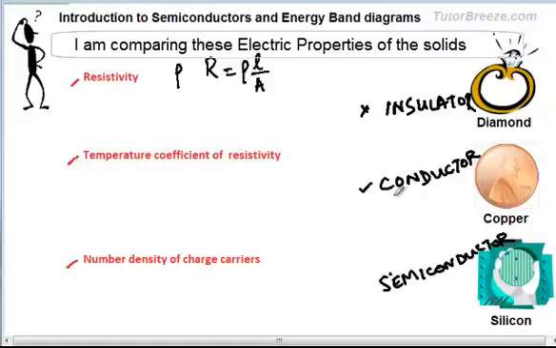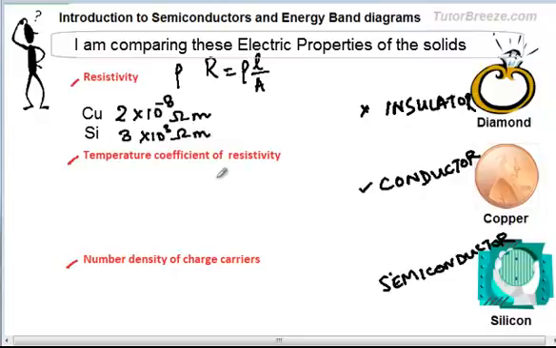For instance, if you would look at copper, copper has a resistivity of about 2 into 10 to the power minus 8 ohm meter, and the value for silicon would be 3 into 10 to the power 3 ohm meter. And if you look at the resistivity for diamond, diamond is almost 10 to the power 24 times the value that you have for copper. So the resistivity for diamond or an insulator is extremely high.